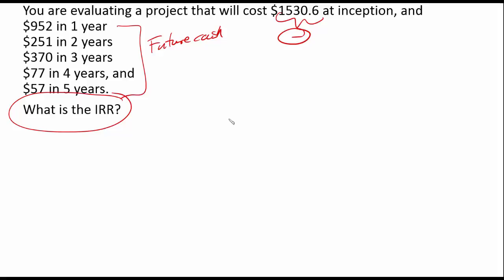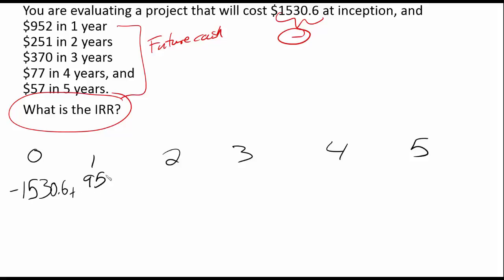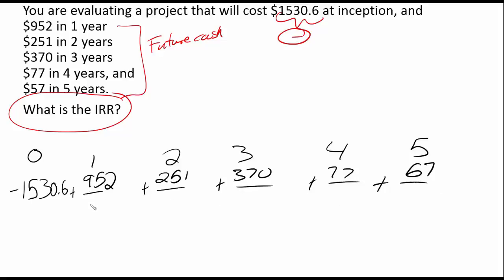So the way we set it up is that we have cash flows coming at time 0, 1, 2, 3, 4, and 5. At time period 0, we have a negative cash flow of 1,530.6, and that does not actually need to be discounted because that is the amount that we're paying right now. That's what the value is right now. And then we add on to that the 952 plus the 251 plus the 370 plus 77 plus 57. Then all of this is going to be discounted.